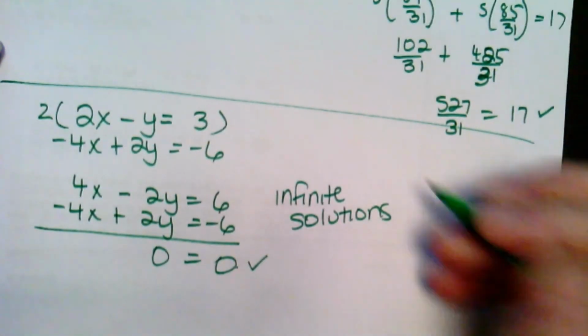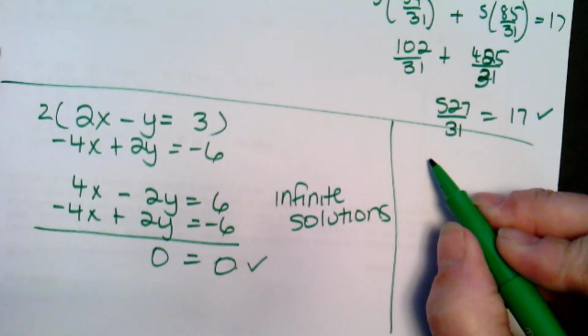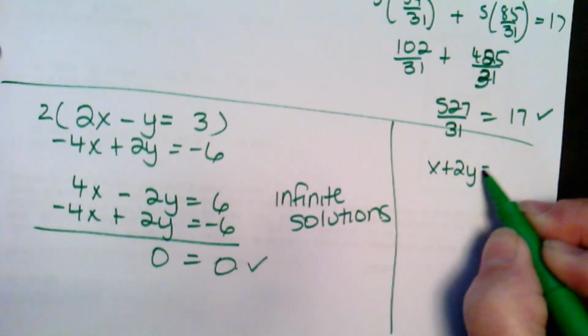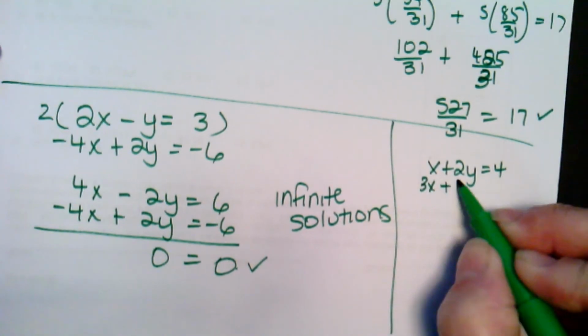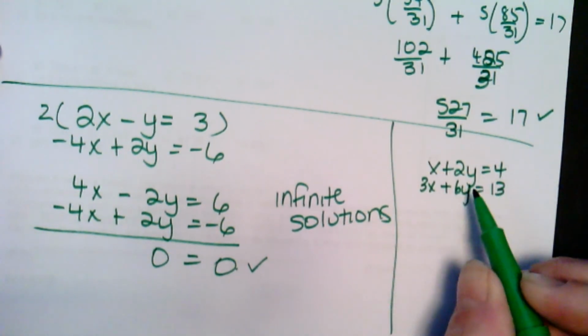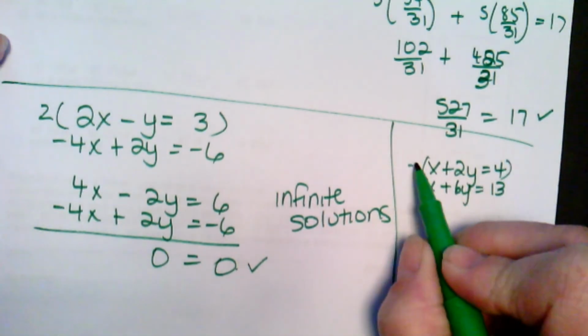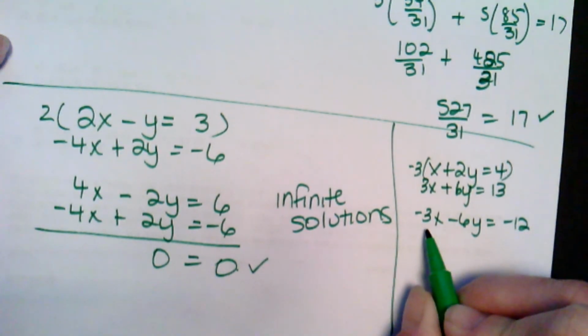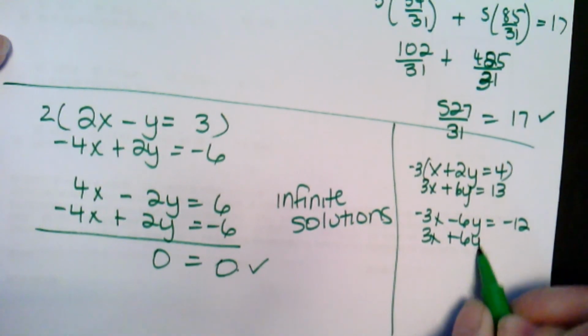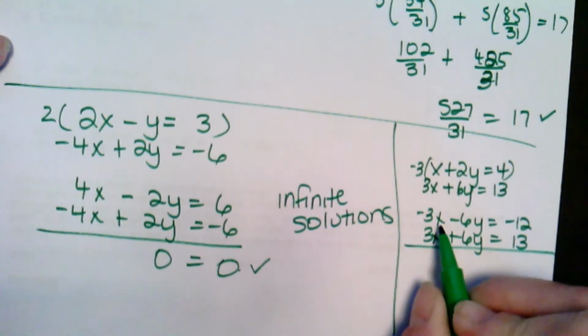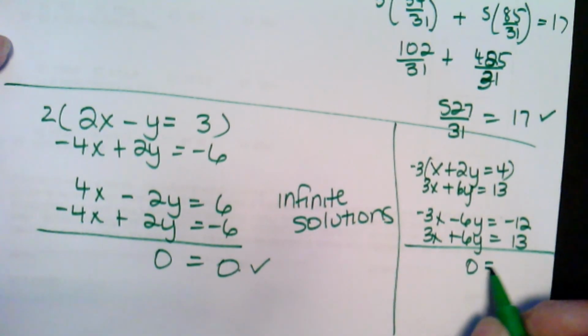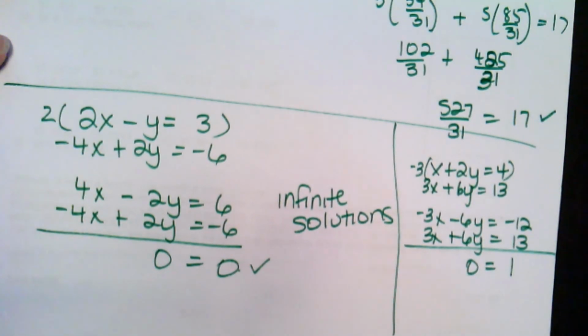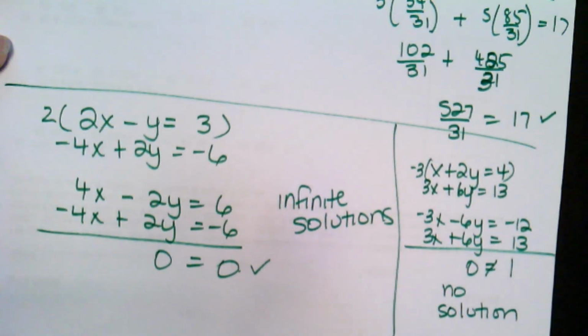And then let's do one where you can see how they don't leave the prettiest leftovers. So if I times this one by negative 3, then my bottom one I didn't touch. When I add these, this is gone, so there's nothing there, and then this side's left with 1. Well, 0 does not equal 1, so there is no solution. So that means these are parallel lines.